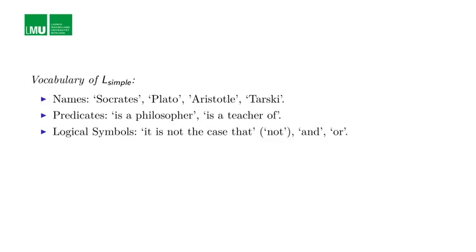Let me first describe what L-simple is like. The basic expressions of that language are just a couple of names for philosophers, some predicates, that is, some terms that express properties or relations, and some logical symbols. Here is the complete vocabulary of L-simple. Names: Socrates, Plato, Aristotle, Tarski. Predicates: is a philosopher, is a teacher of. Logical symbols: it is not the case that, or short, not, and, or.